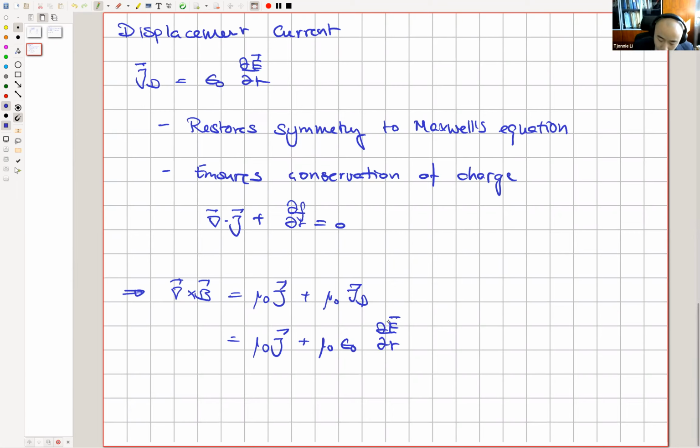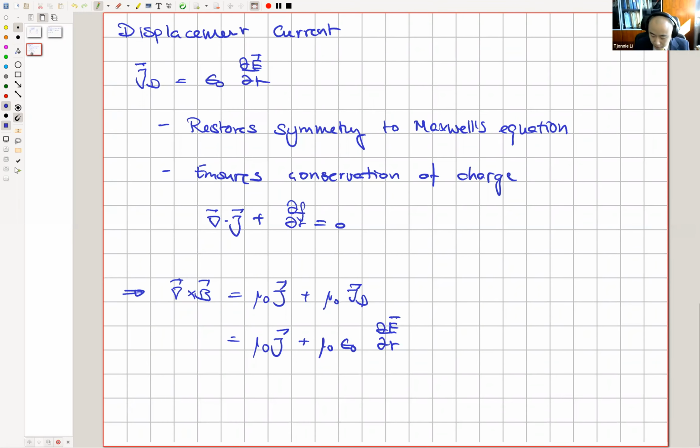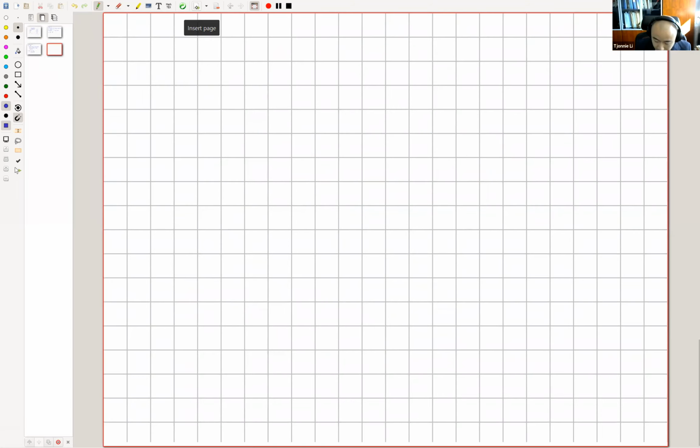Okay, so when we look at the time-dependent fields, we end up needing two things: the concept of a displacement current and Faraday's law, which then link the change in magnetic field to the electric field and the change in the electric field to the magnetic field. And so we finally arrive at the full set of Maxwell's equations.